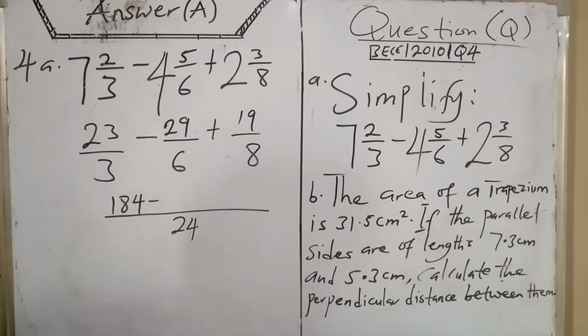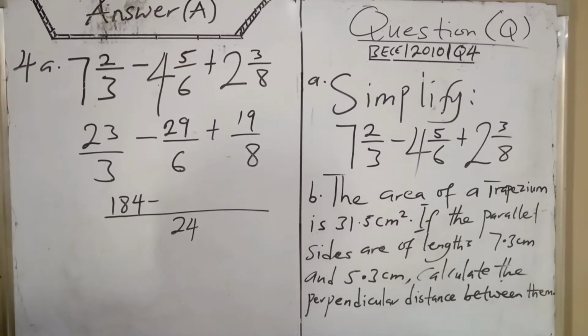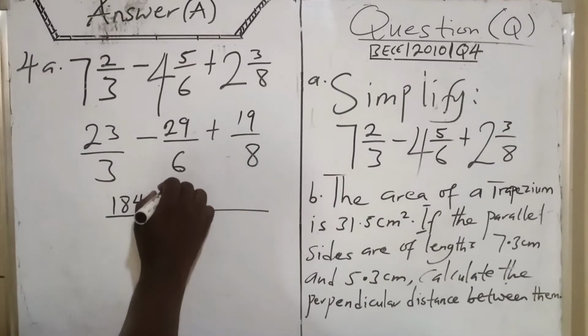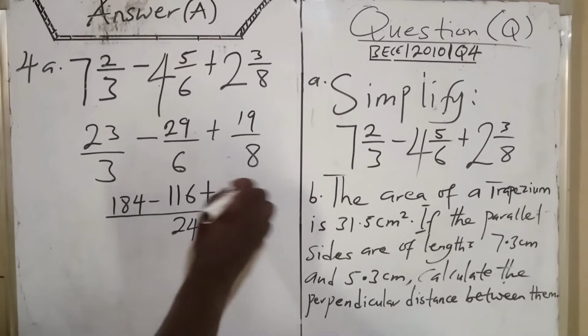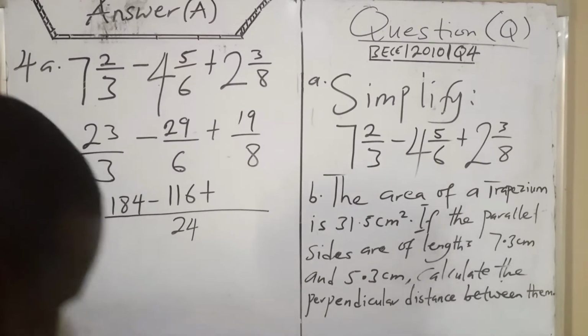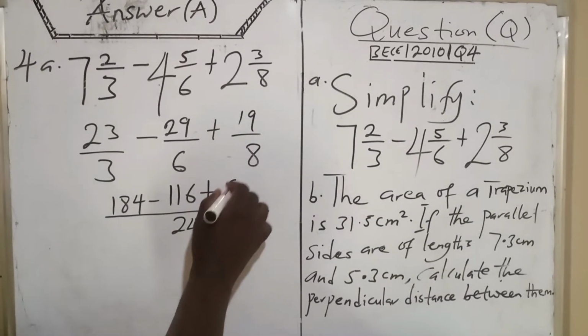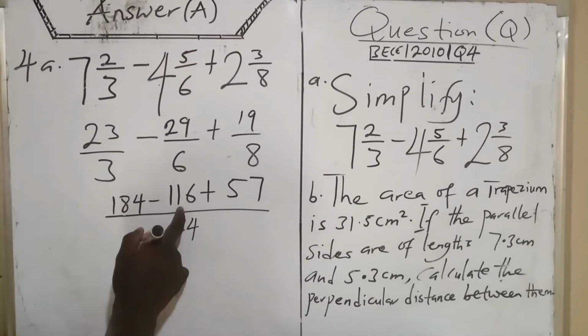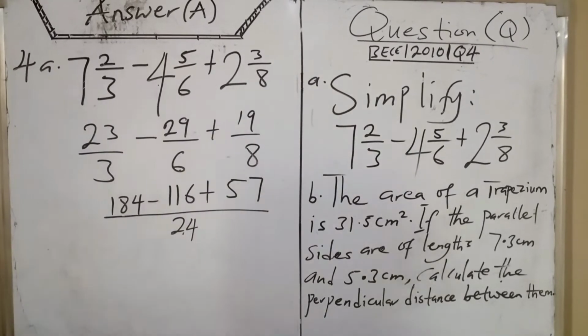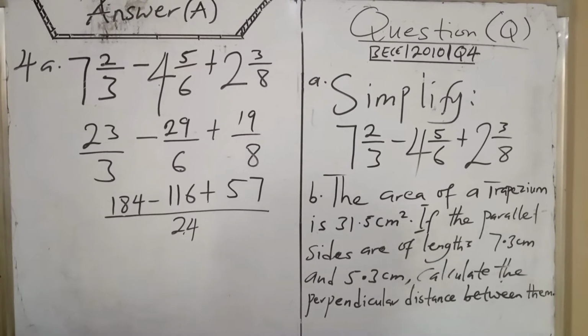6 into 24 is 4, and 4 multiplied by 29 gives us 116. 8 into 24 is 3, and 3 multiplied by 19 gives us 57. This is subtraction and this is addition. So 184 minus 116 plus 57. If you compute everything out, you are going to get 125.